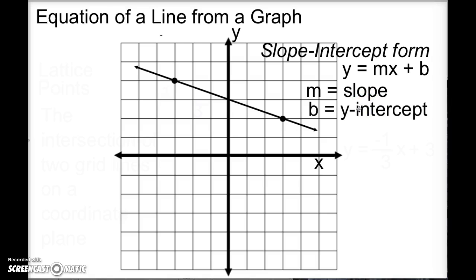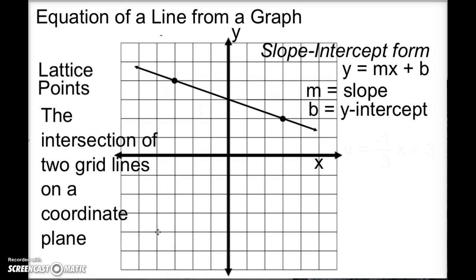Now in order to find the equation or the slope of a line, I need to find two lattice points. A lattice point is just the intersection of two grid lines on a coordinate plane. As you can see, there are many lattice points on this equation. One is right there, and another lattice point is right there, and for this line, a third lattice point would be right there. Let's go ahead and find the lattice points, and I'm going to use this lattice point right there, and that lattice point right there to find the slope of this line.